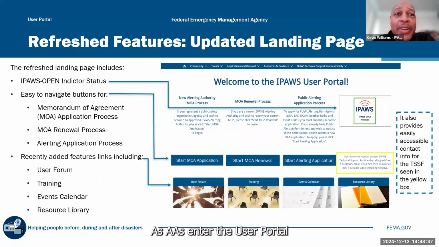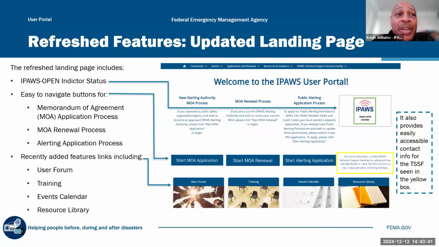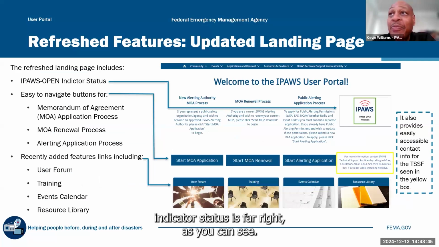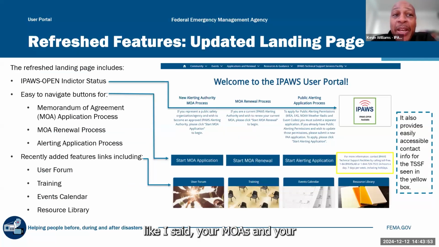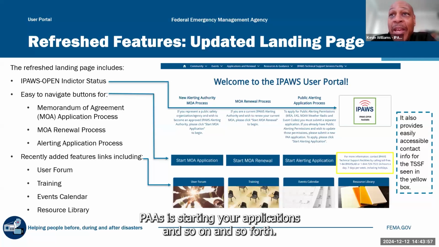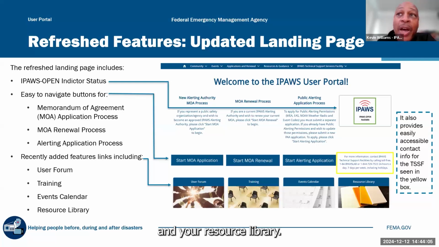As AAs enter the user portal, they will first be sent to the landing page, which is shown above. Within the landing page, the IPAWS Open indicator status is far right, as you can see. Below, you've got the indicator buttons for your MOAs and your PAAs and starting your applications and so on. You've got your user forum, your training, your events calendar, and your resource library.